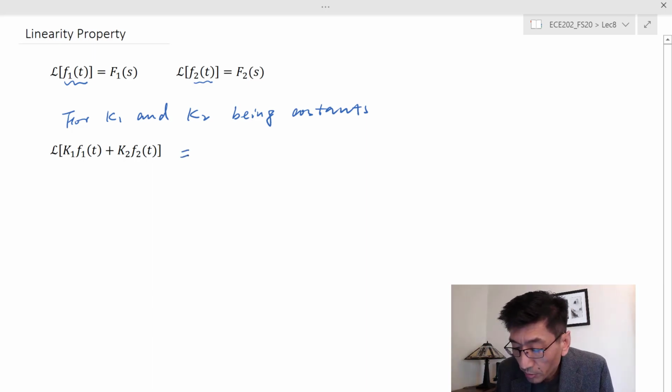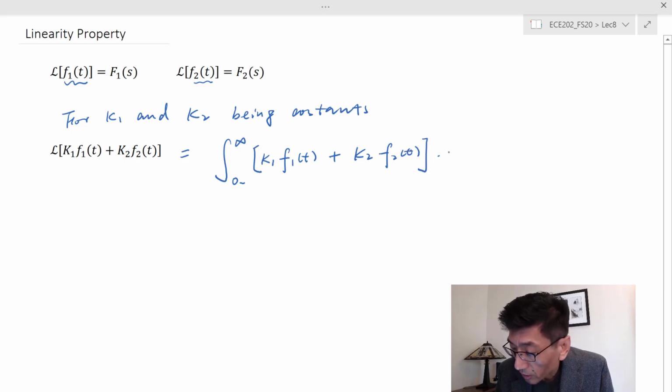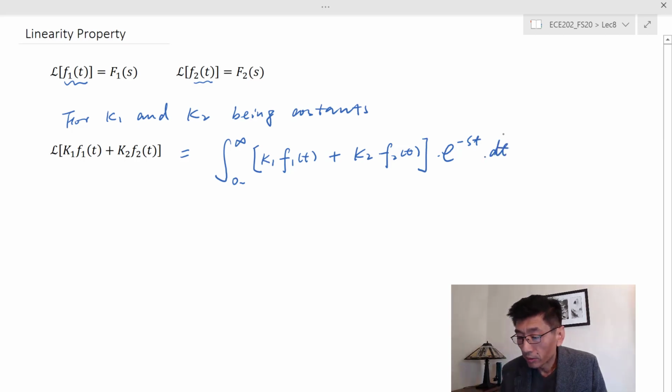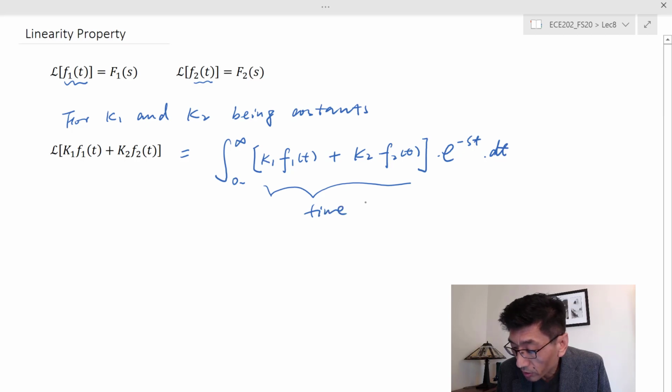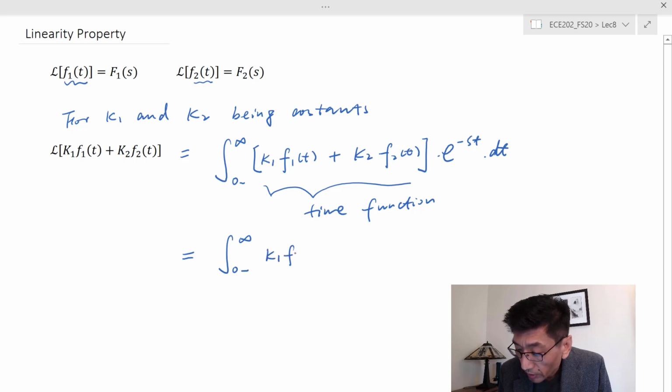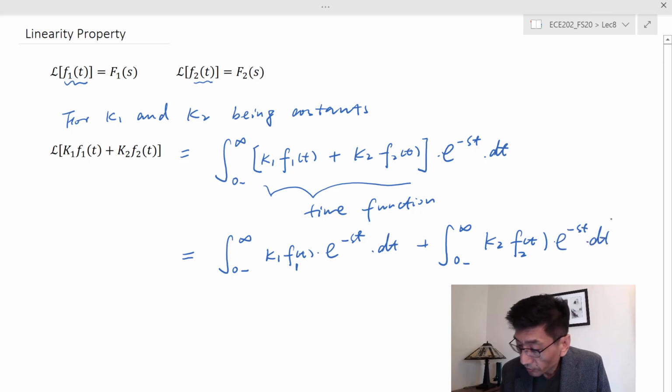Based on our definition, the Laplace transform is the integral from 0 minus to infinity of the function, which is k1 times f1(t) plus k2 times f2(t), times e to the minus st dt. This is still the definition, and this is a time function. If you carry out this integration, I can write it as two integrations: the integral from 0 minus to infinity of k1 f1(t) e to the minus st dt, plus the integral from 0 minus to infinity of k2 f2(t) e to the minus st dt.